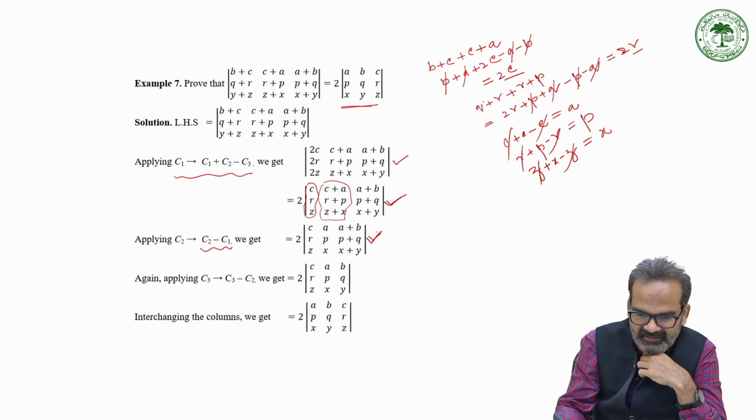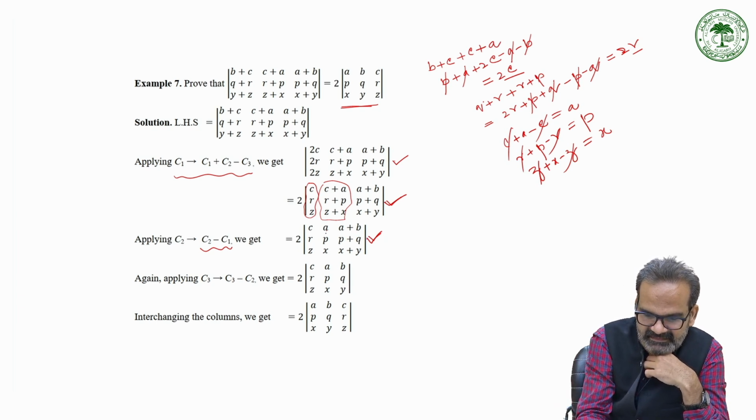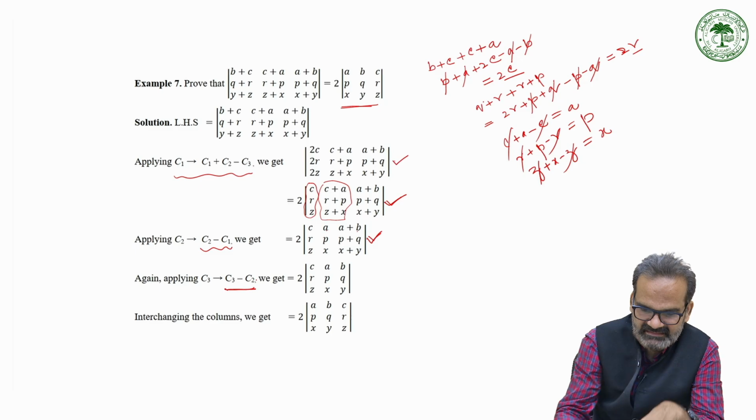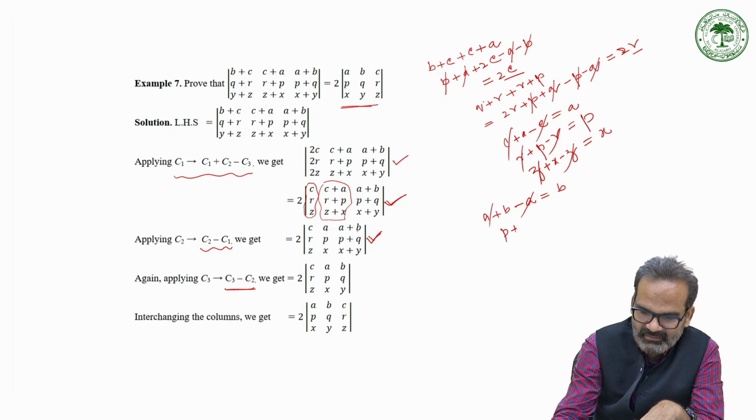So, what is left here? This is A plus B, this is A. If we subtract C2 from C3, A plus B minus A, the A will cancel out and you will get B. So, we are using C3 minus C2. C3 is A plus B minus A, which gives B. P plus Q minus P gives Q. And X plus Y minus X gives Y.